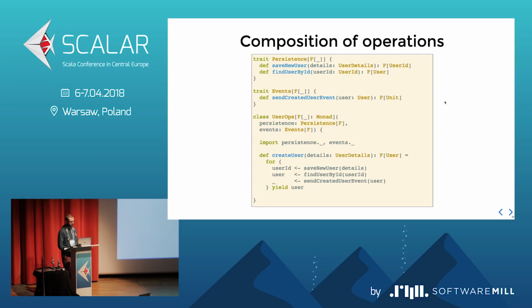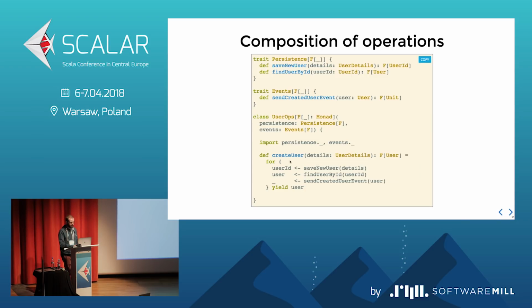And then we can construct our program. I call it UserOps. Sometimes it's called an algebra. The naming is a bit fluid. I don't think there's really much convention around this at the moment, but I think that will evolve. So it's abstract in F. It takes in the things that it needs, the lower level primitive operations that it needs to use, like persistence and events, and then it composes them sequentially.